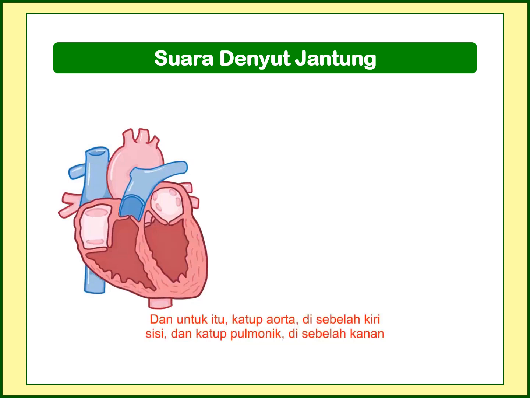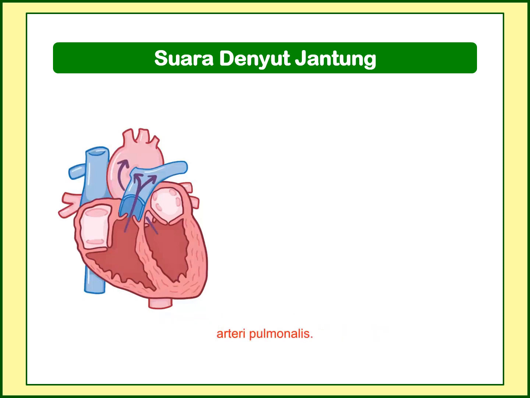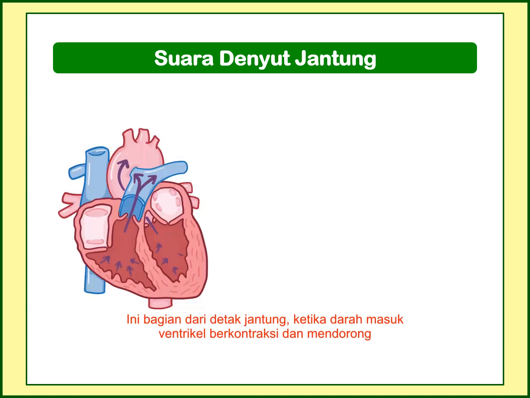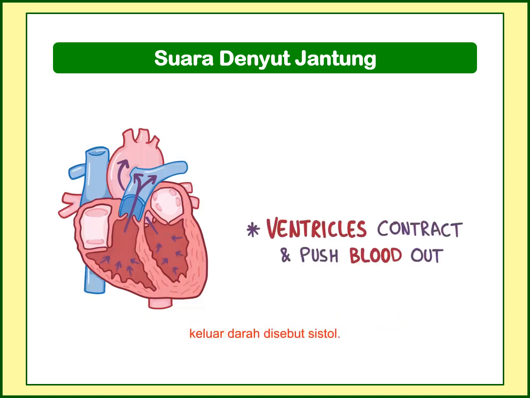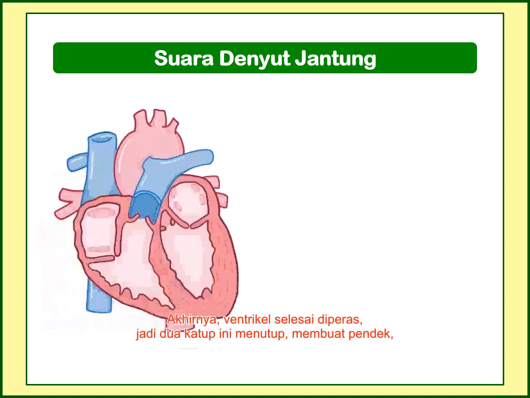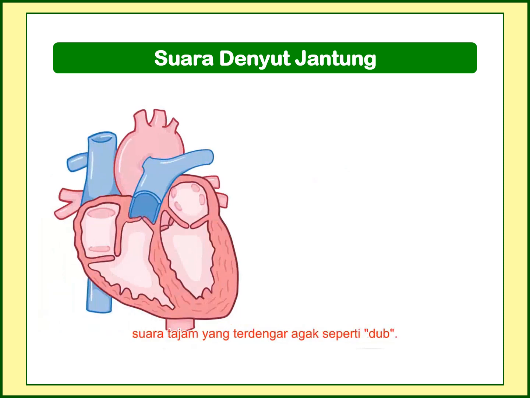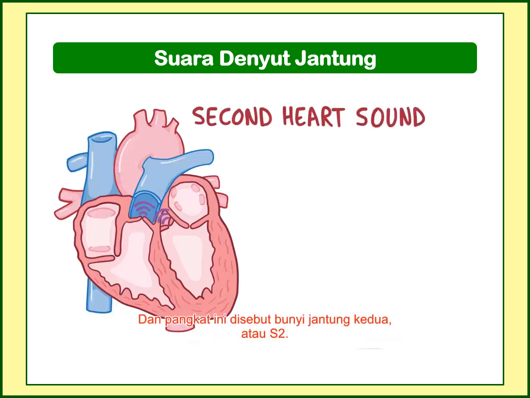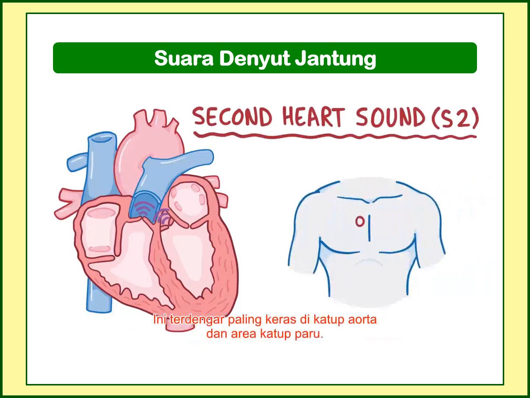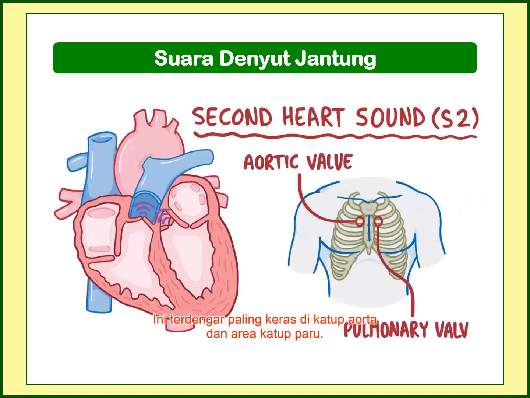And to do that, the aortic valve on the left side and the pulmonic valve on the right side quietly open up. Blood flows from the left ventricle into the aorta and from the right ventricle into the pulmonary arteries. This part of the heartbeat, when the ventricles contract and push blood out, is called systole. Eventually, the ventricles finish squeezing, so these two valves close down, making a short, sharp sound that sounds a bit like a dub. And this dub is called the second heart sound, or S2. This is heard loudest in the aortic valve and pulmonary valve areas.